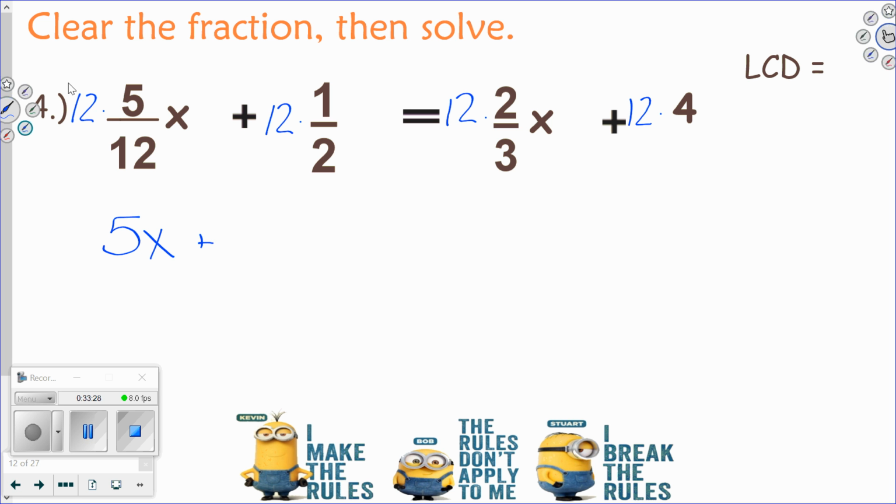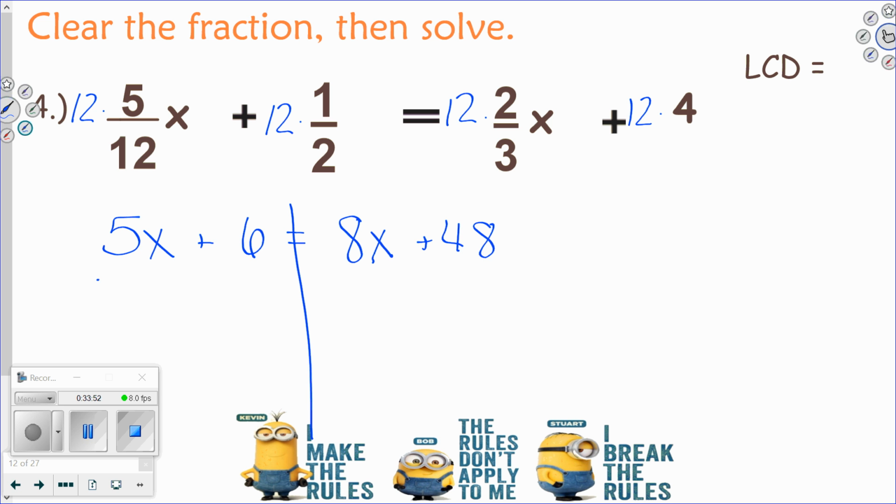12 divided by 2, 6 times 1 is 6. 12 divided by 3 is 4 times 2 is 8. And don't forget the x. And then there's just 12 times 4, which is 48. That's where you should have been once you cleared your fraction.